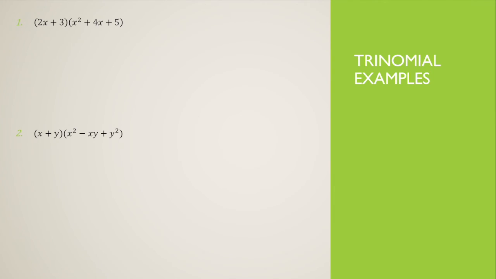All right, let's go through some trinomial examples. This is like an extended FOIL. You have to make sure you multiply the first term by everything in the trinomial and the second term by everything in the trinomial. So let me clear my markings and we'll work through this together.